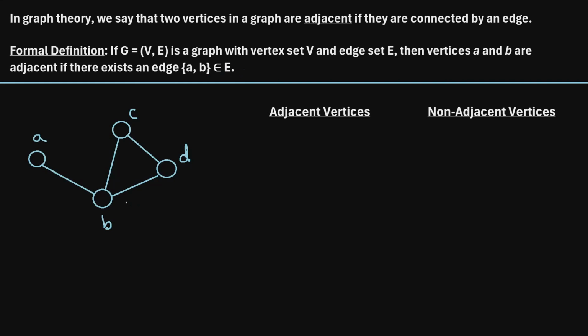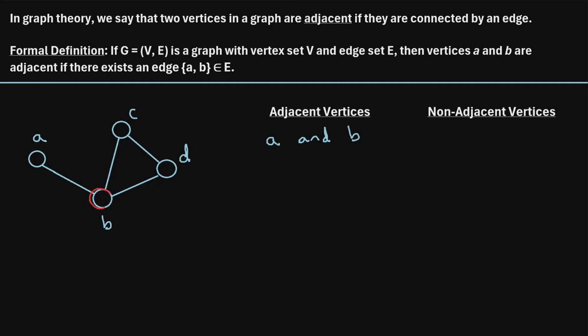So let's check out an example. Let's say we have this graph right here with vertices A, B, C, and D. Let's identify which vertices are adjacent and which ones are non-adjacent. So we can see that vertex A right here and vertex B are connected by an edge. So that means they are adjacent to each other. So we would say that A and B are adjacent.